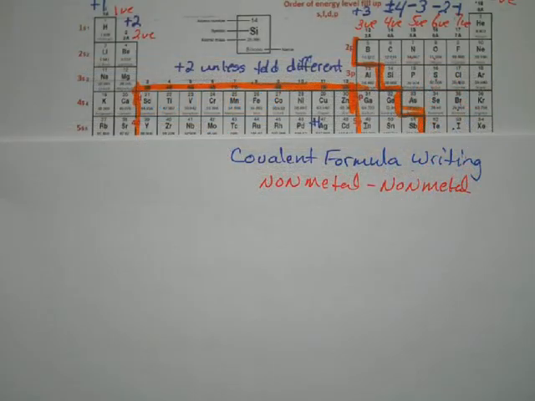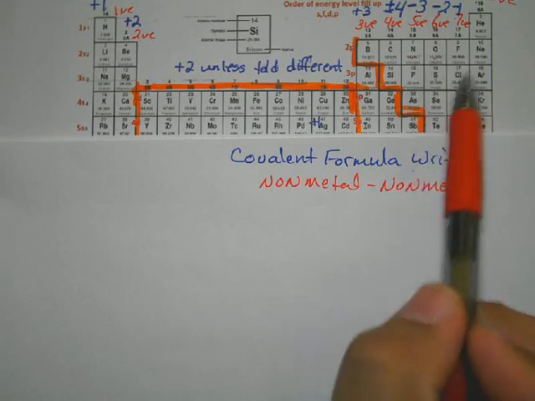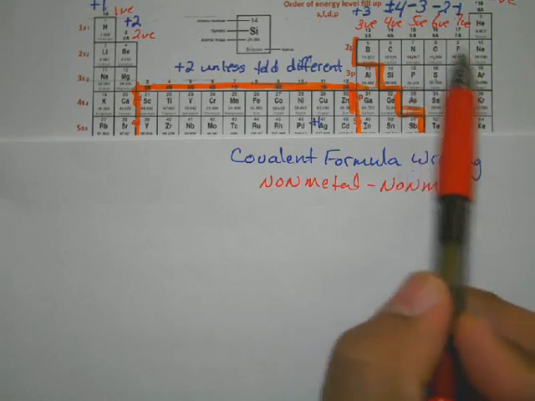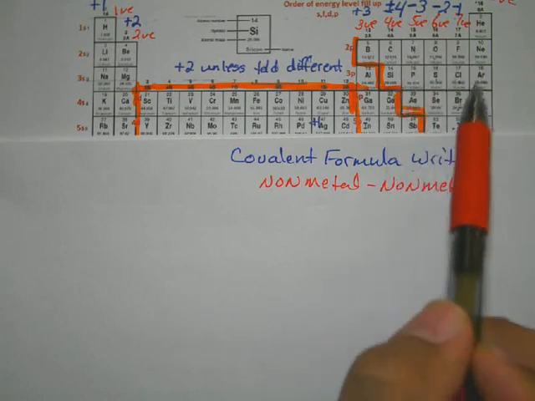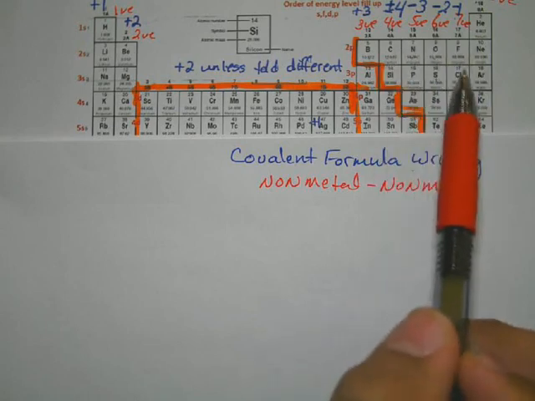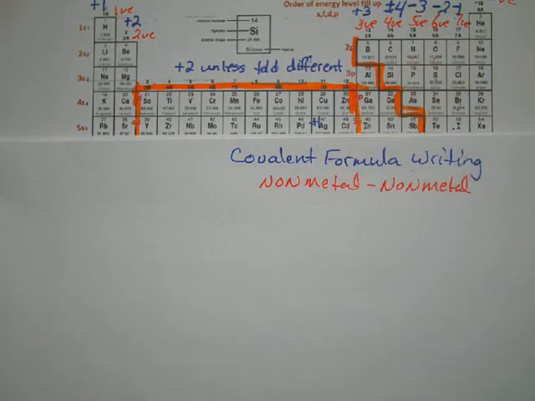Hey guys, welcome back. We are still talking about writing the formulas, but today we're going to talk about covalent formula writing. Now, what is a covalent compound if you remember? It's when you have a nonmetal bonded to another nonmetal. The first nonmetal is going to be somewhere over here, and the second nonmetal is also going to be found over here. So this is where we have the sharing of electrons.